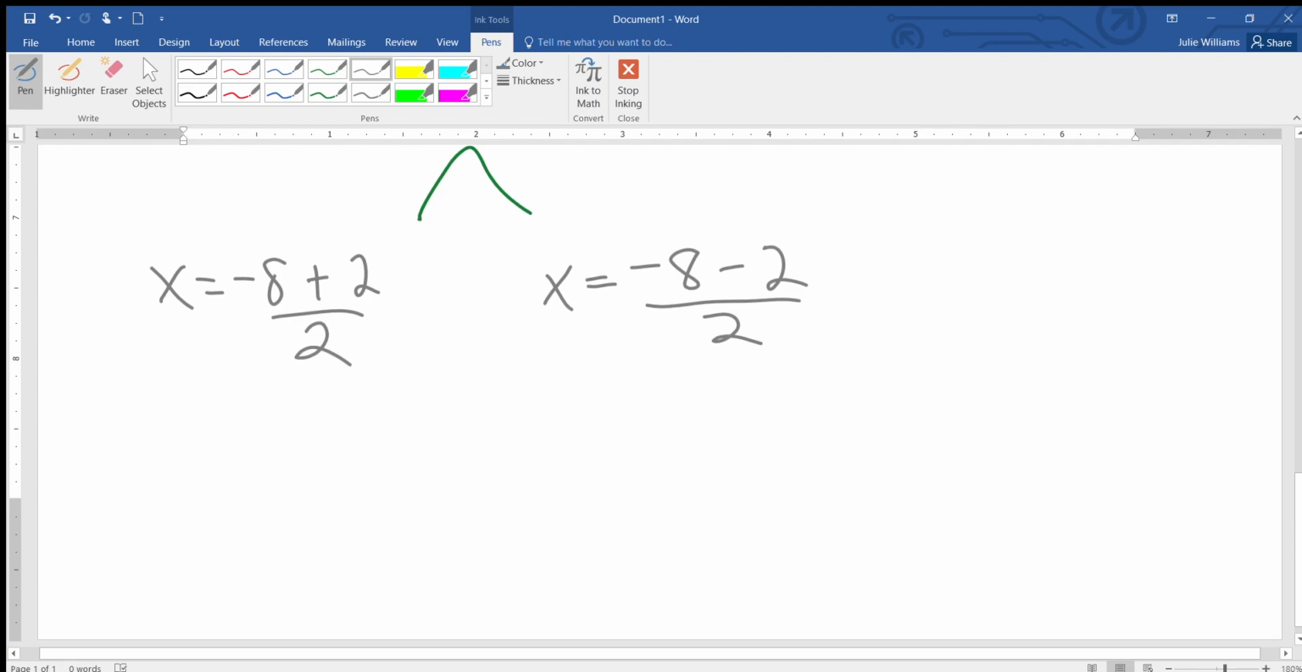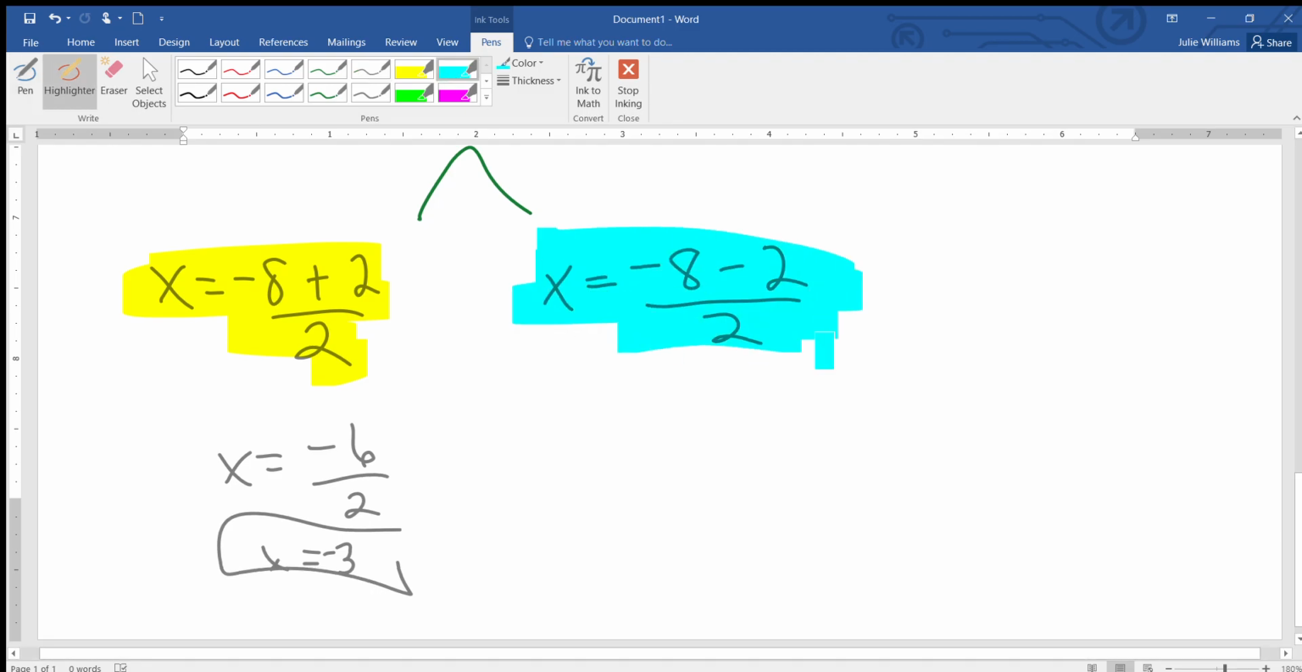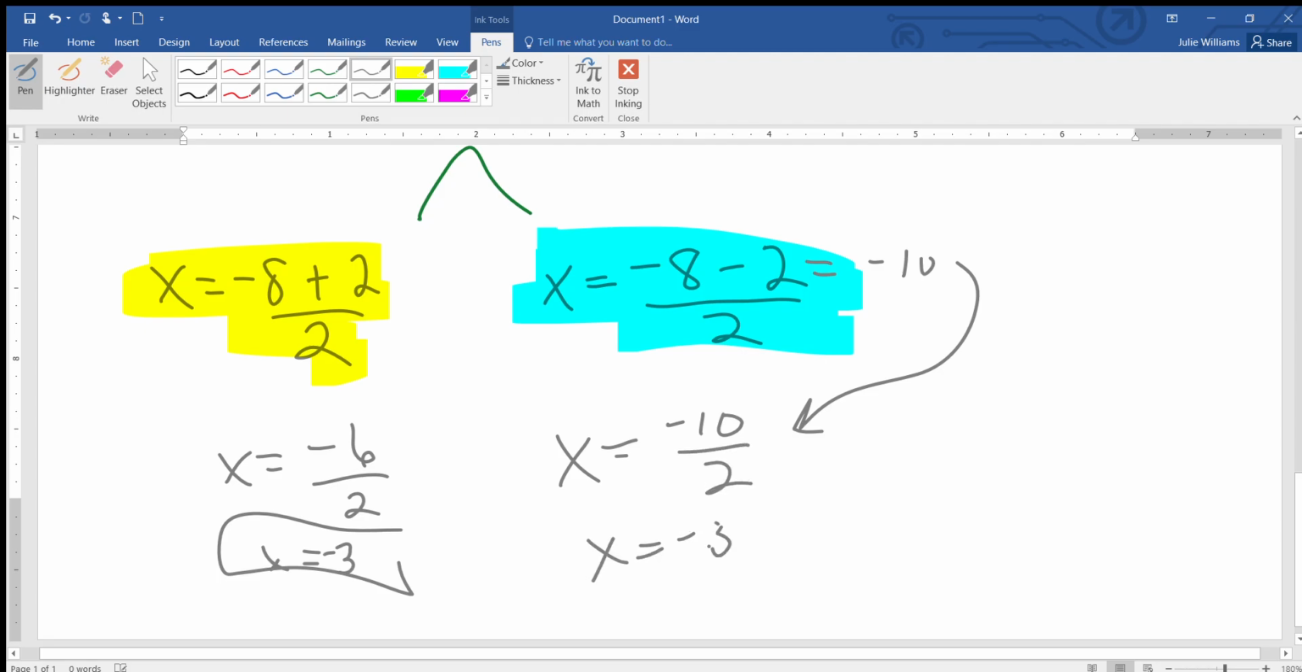All right, so then we simplify the solution here on the left. And it becomes x equals negative 8 plus 2, we know is negative 6 over 2, which is negative 3. That's one of my solutions. X is negative 3. My other solution, I have two solutions here, my other solution is x equals negative 8 minus 2 is negative 10, so negative 10 over 2. X is equal to negative 5.